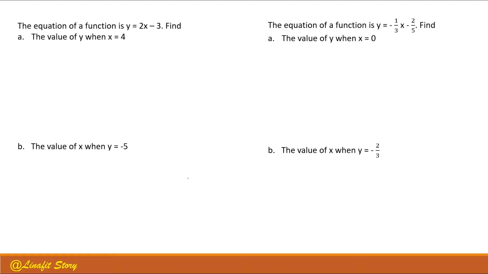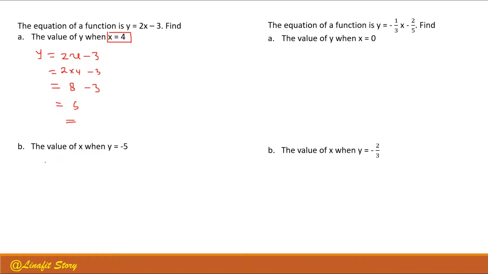The equation of a function is y is equal to 2x minus 3. Find the value of y when x is 4 and the value of x when y is negative 5. So start writing the equation: y is 2x minus 3. Then substitute x with 4: 2 times 4 minus 3. 2 times 4 is 8, minus 3 is 5. So y is equal to 5.